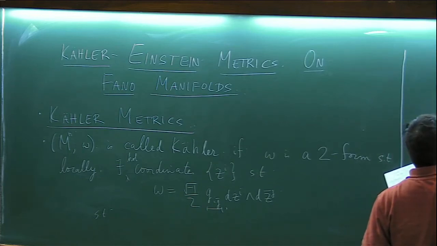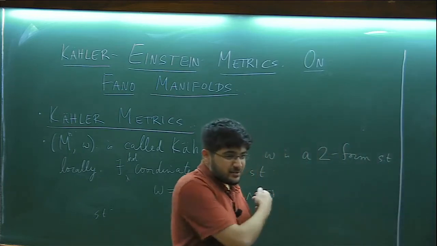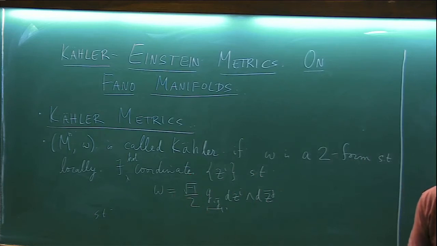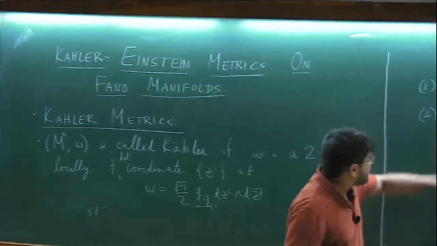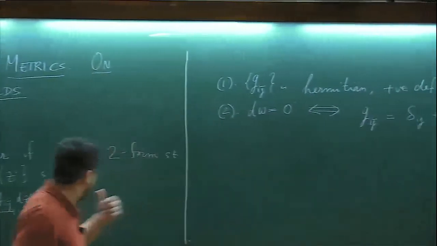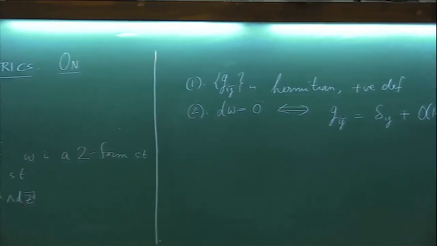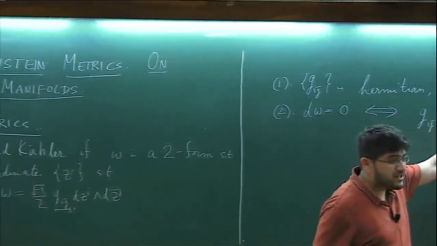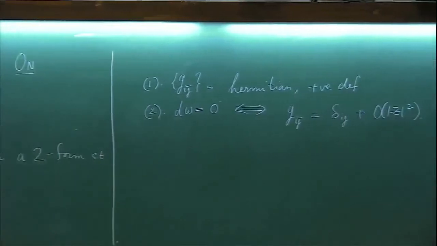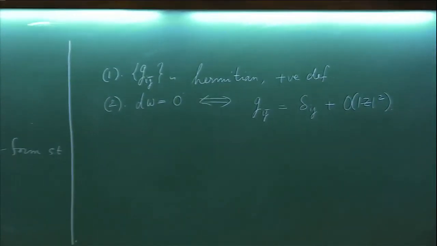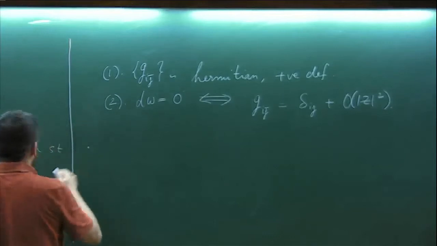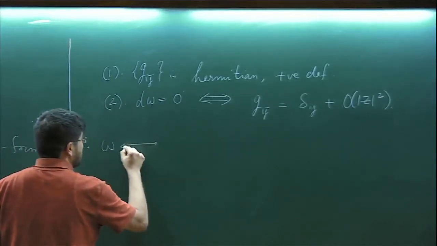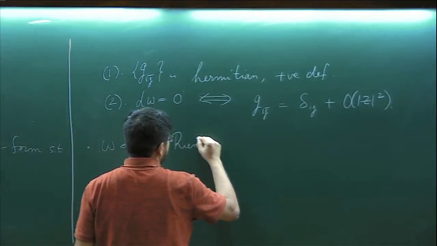And I also want this form to be closed, and in terms of these coordinates, this is equivalent to the statement that G_{ij̄} is δ_{ij} plus higher order terms. So the statement is that if dω is 0, then one can find such a convenient set of coordinates so that the first order term in the Taylor expansion vanishes.